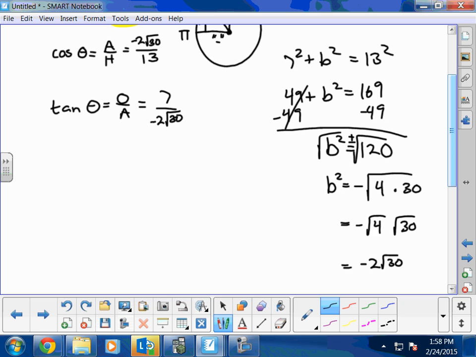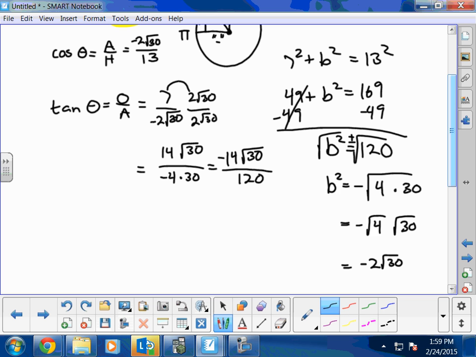But for the tangent, we do need to rationalize this. So we're going to multiply this by 2 square root of 30 over 2 square root of 30. As a numerator, 7 times this is going to become 14 square root of 30. But as a denominator, you'll be left with negative 4 times 30, which is really 14 square root of 30 over 120. I'll put the negative here; you can move the negative to the numerator or denominator, but it needs to remain negative. Now 14 over 120 can actually be reduced.